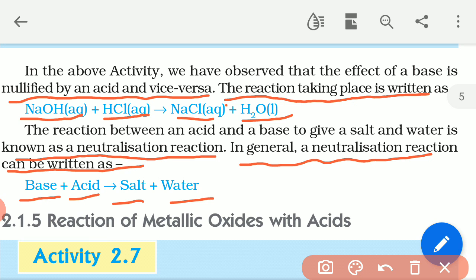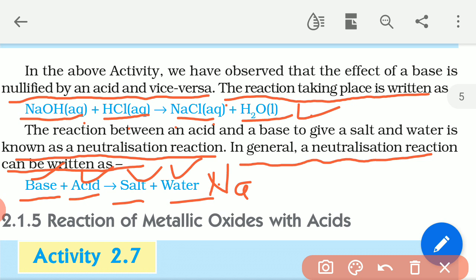Write its formula. When acid and base react with each other, salt and water are formed. This is known as the neutralization reaction. Base plus acid gives salt and water. Base means NaOH; the equation above is NaOH plus HCl gives NaCl plus H2O. This is the chemical equation of the neutralization reaction.